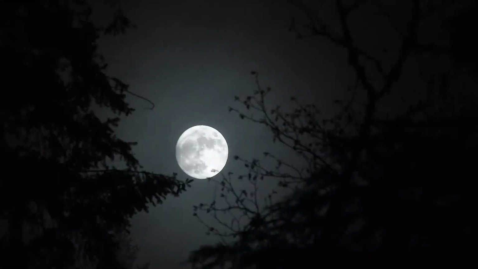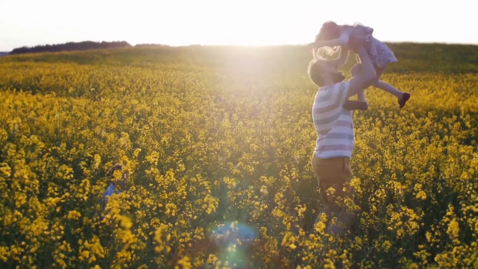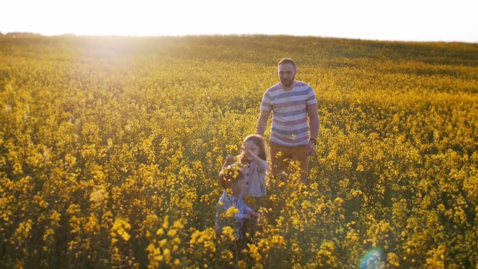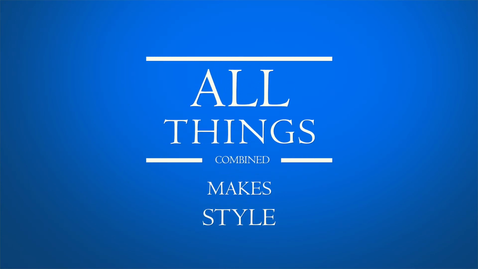Is it going to be dark? Is it going to be light? How is it going to be cut? Is it going to be fast? Is it going to be slow? What are the elements of editing that we are going to attach? What is the kind of sound? What is the style of sound that is going to happen? All these things combined make style.